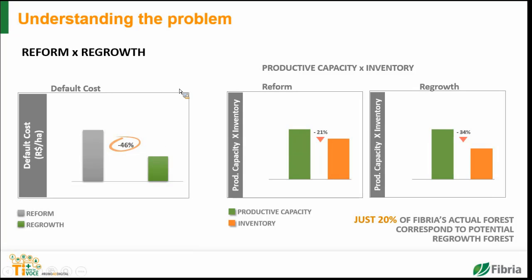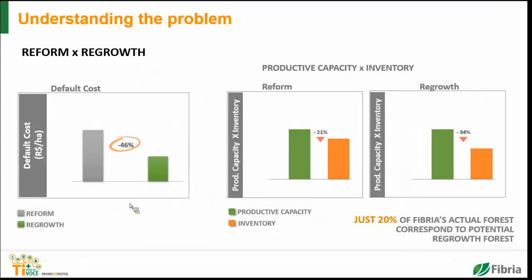So talking about costs, comparing in the first graph chart at the left side, you have the default cost of the reform compared to the regrowth. You can see that it's much less. When you implement a forest using the regrowth, you spend like 46% less than using the reform. So it's a very important aspect for us, and this point itself sells the product to the business area.